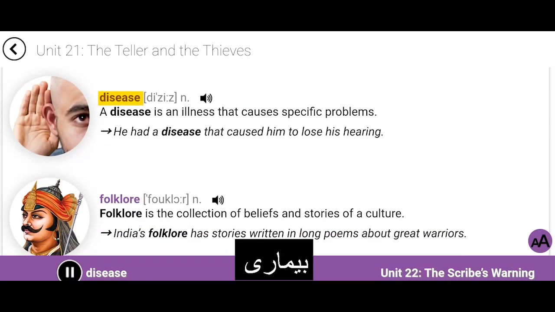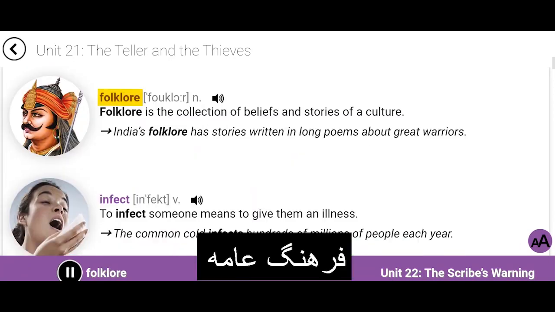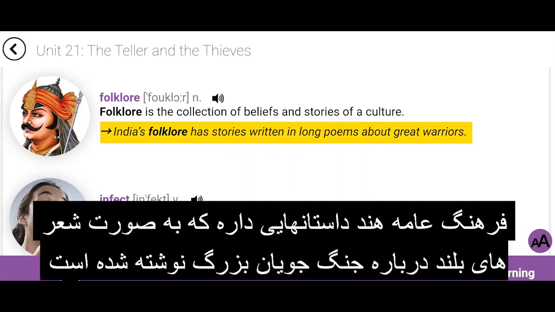Disease. A disease is an illness that causes specific problems. He had a disease that caused him to lose his hearing. Folklore. Folklore is the collection of beliefs and stories of a culture. India's folklore has stories written in long poems about great warriors.